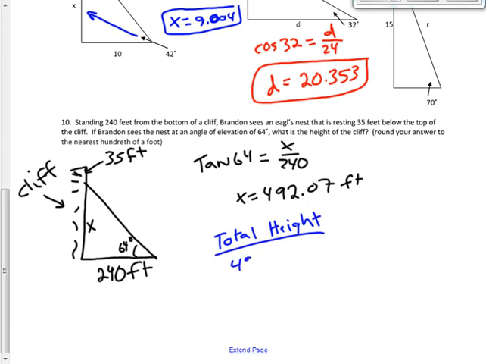The total height of the cliff is that 492.07 plus the extra 35 feet that was on top of what we could see. And when I do that, I get 527.07 feet.